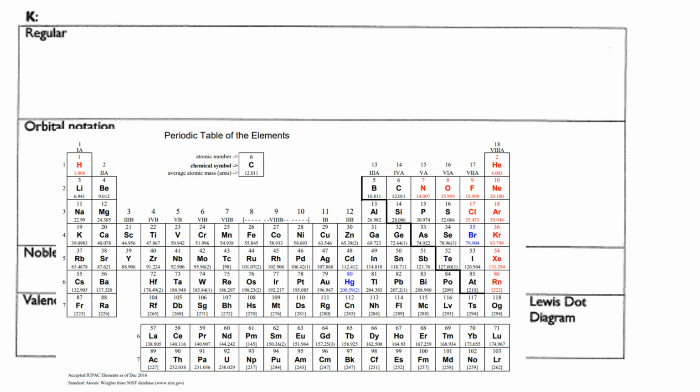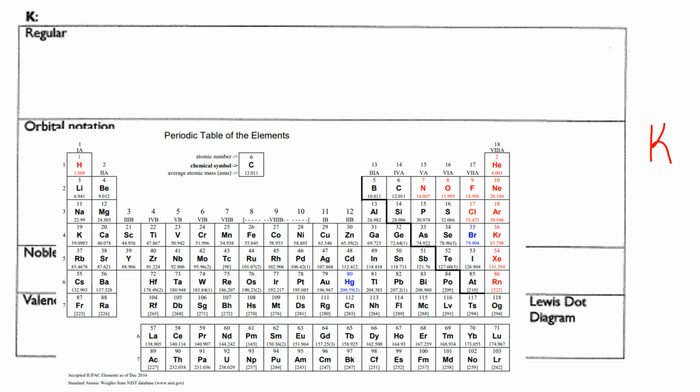All right. So let's kind of work backwards here. The one at the bottom of the sheet is potassium. So let's just look at the dot diagram of potassium first.